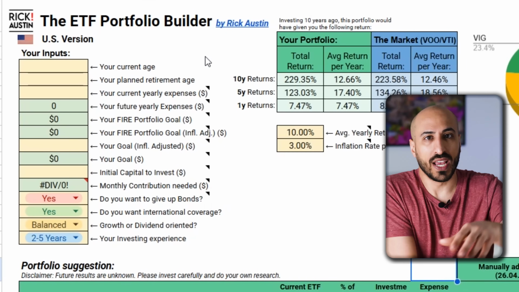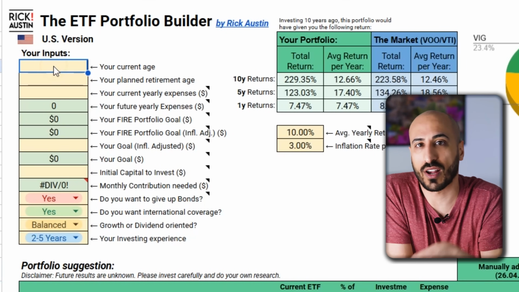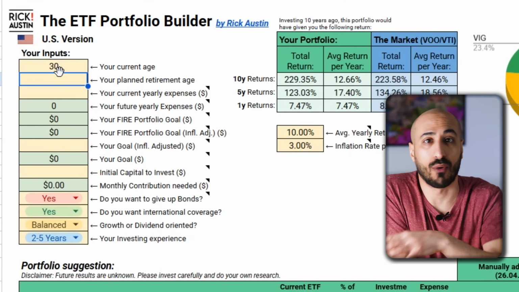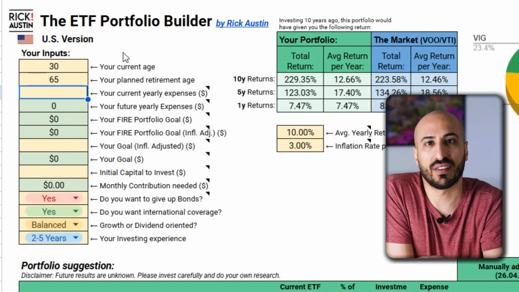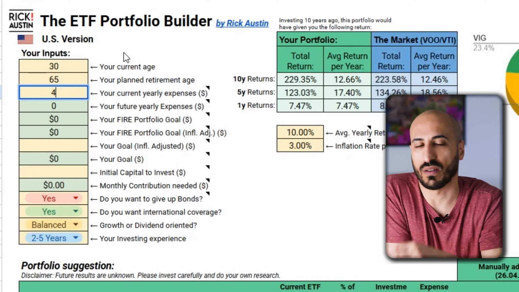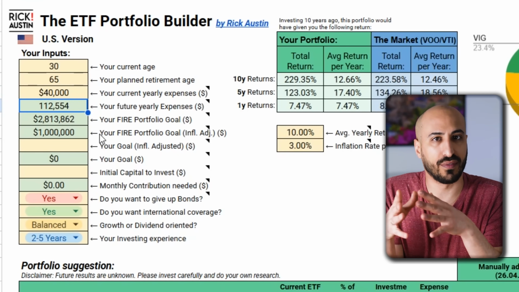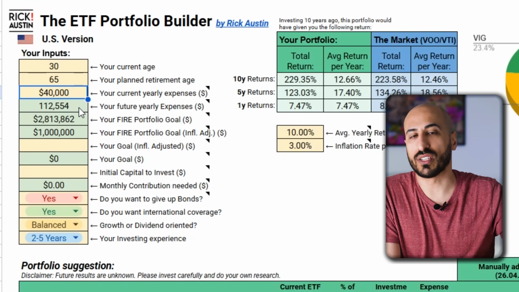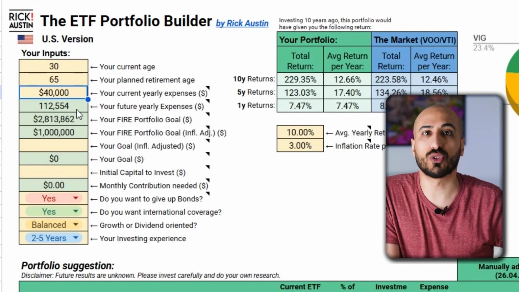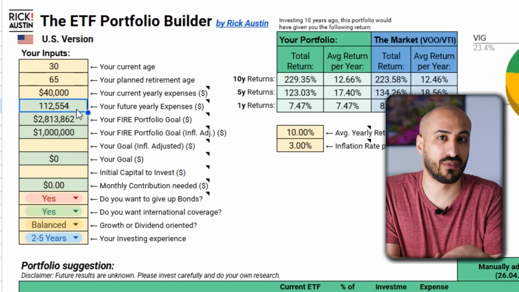With that information, in our tool, we can start inserting our current age, let's say 30, our retirement age, let's say 65, and then you have your current yearly expense, let's say $40,000 per year. The tool is going to automatically calculate that if you spend $40,000 now, when you retire at the age of 65, you're going to spend an average of $112,000 per year.